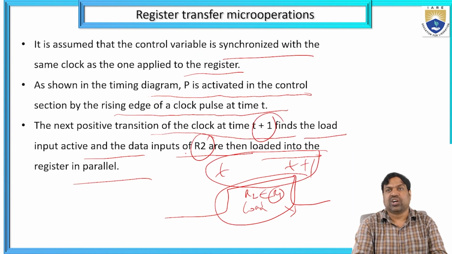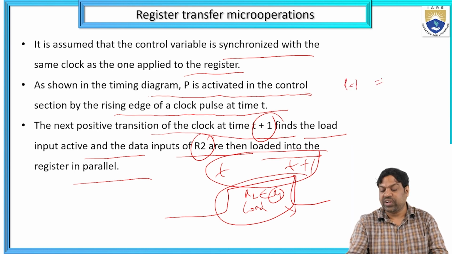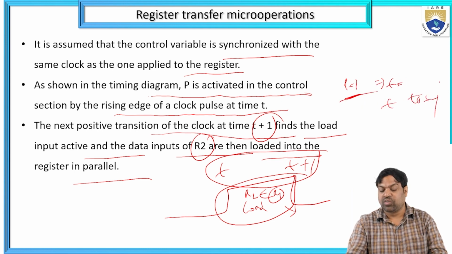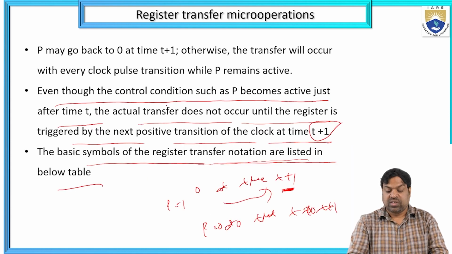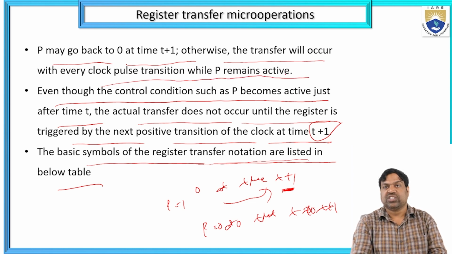It is assumed that the control variable is synchronized with the same clock as the one applied to the register, and P is activated by the control section on the edge at time t. So P is activated when t equals 0, or t minus 1, when P equals 1. So P may be 0 to t plus 1, otherwise the transfer will occur at every clock pulse while P remains active, even though the control condition such as P becomes active just after t. The actual transfer does not occur until the register is triggered by the next positive transition of t plus 1.